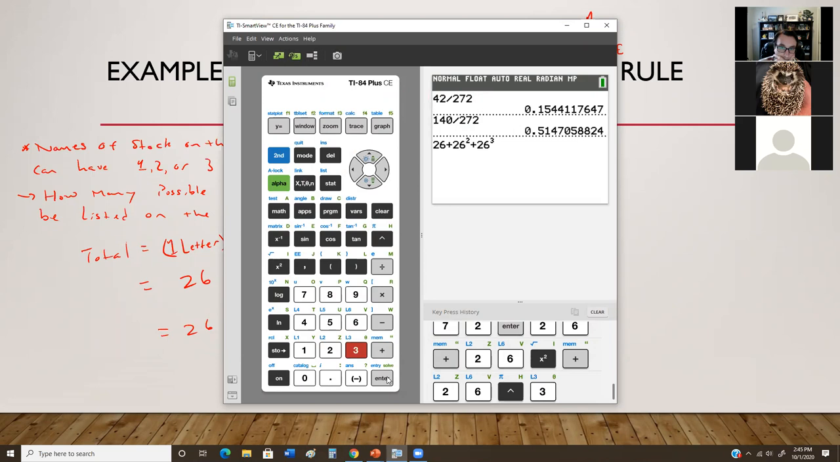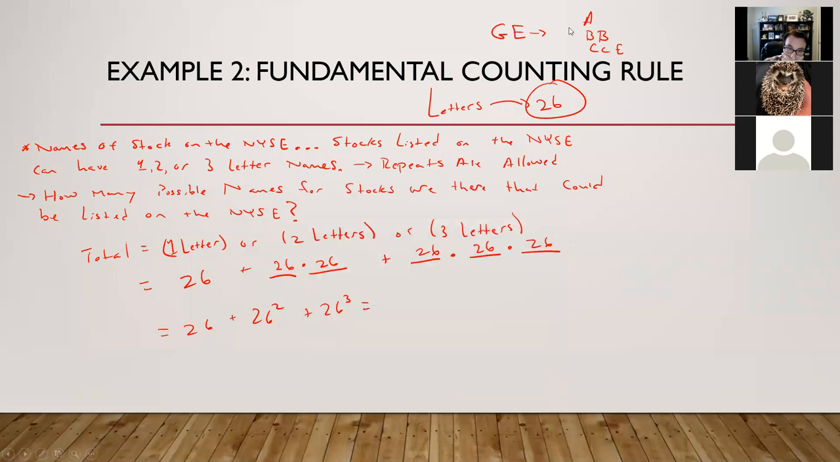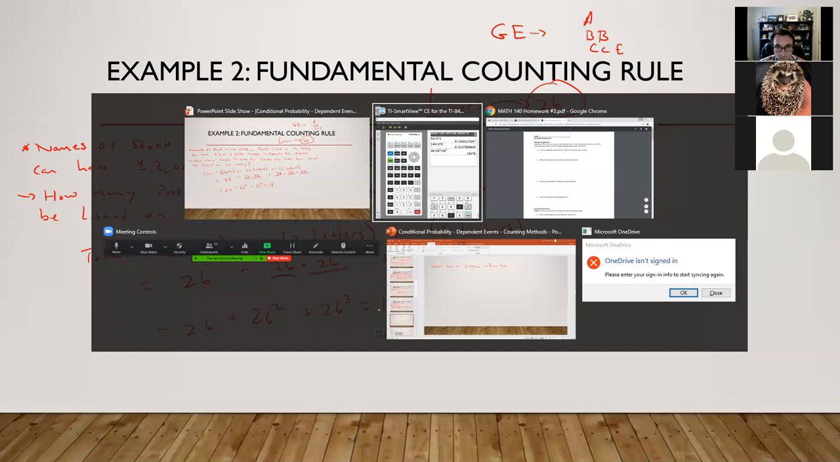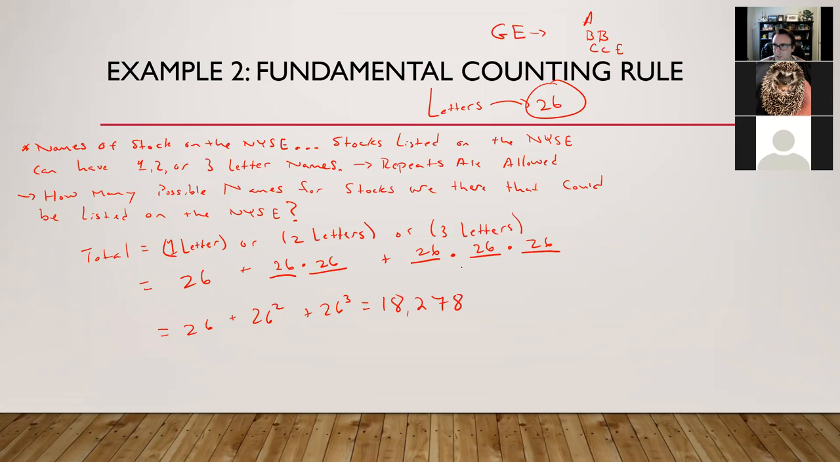Wow. There's 18,278 ways you could name a stock on the New York Stock Exchange. Which is a lot. I think there's like somewhere between 2,000 and 3,000 stocks on the New York Stock Exchange. And I could be wrong about that, but that's what I think.